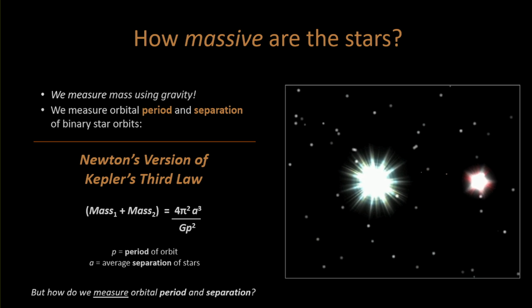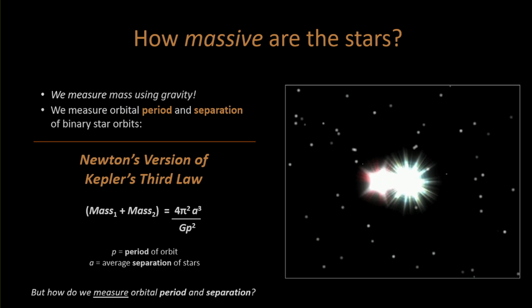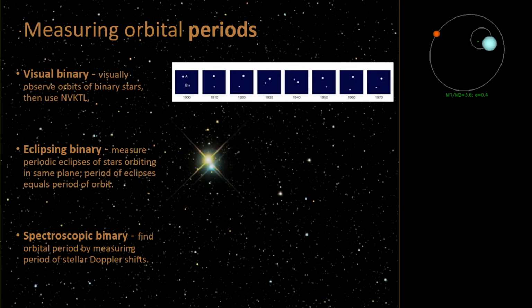Well, astronomers have developed some very clever techniques. First, let's talk about the orbital period. How can we do that? I'm going to show you three different methods for that. The first one was developed quite some time ago, and it's called measuring the period of a visual binary. Notice my diagram at the upper right there. You see the two stars orbiting around their central point.